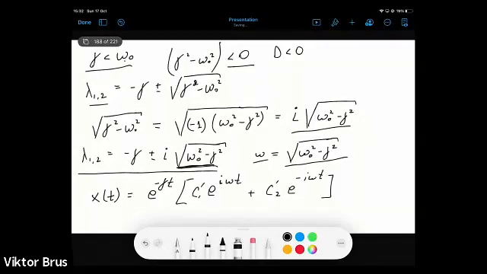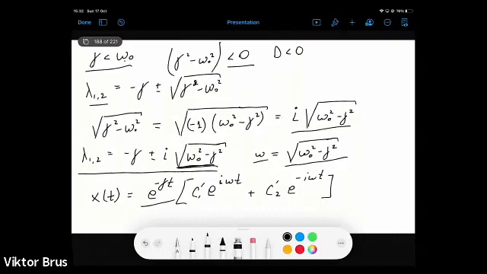It looks the same as the previous solution. We have the term exponent minus gamma t out of parentheses, two constants, and some exponential functions. However, in this case, that is a complex function. And when we have a complex function, physical meaning is possessed only by the real component of this function. The imaginary component doesn't bring any physical meaning. So that we will keep in mind.